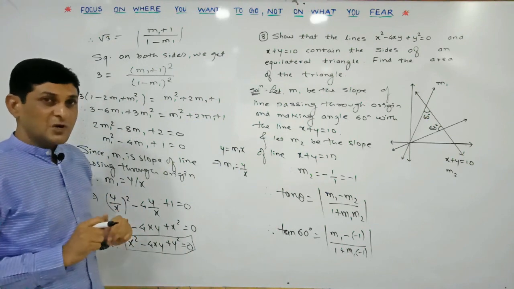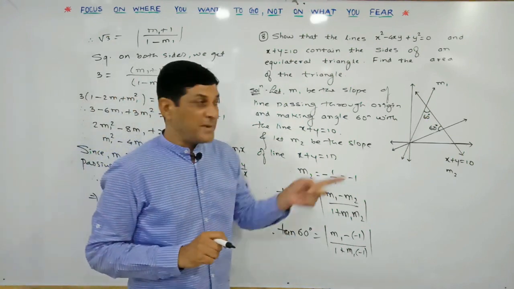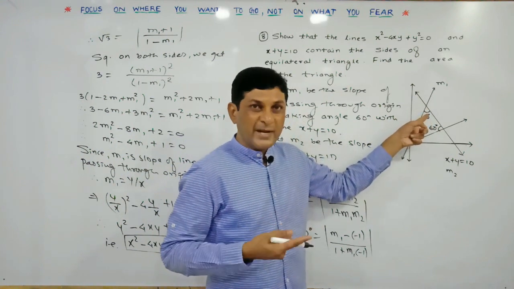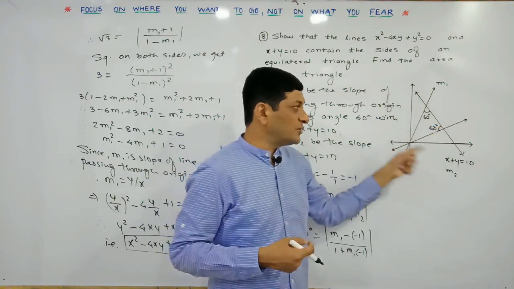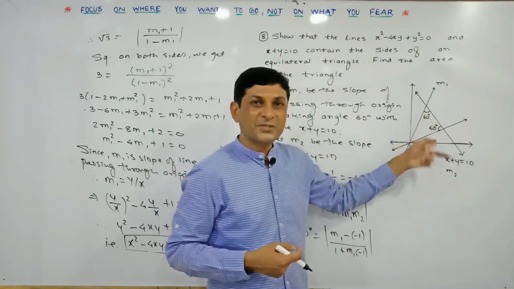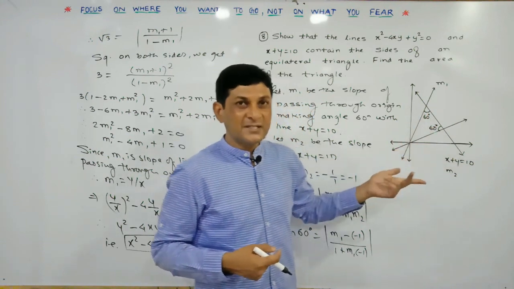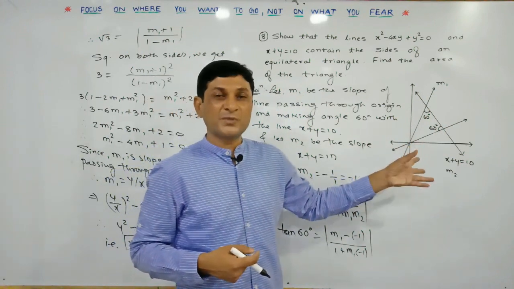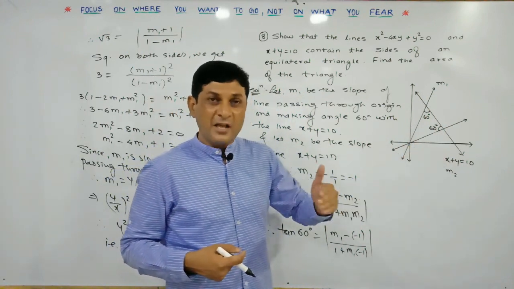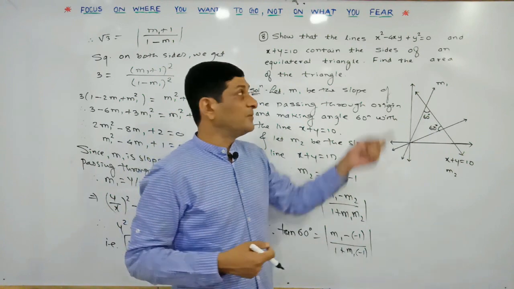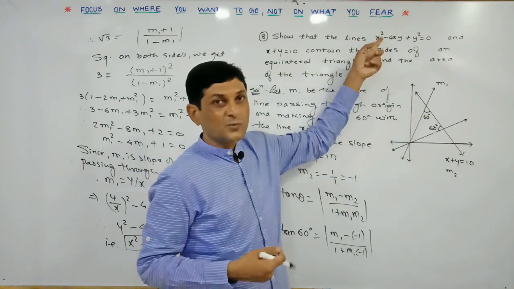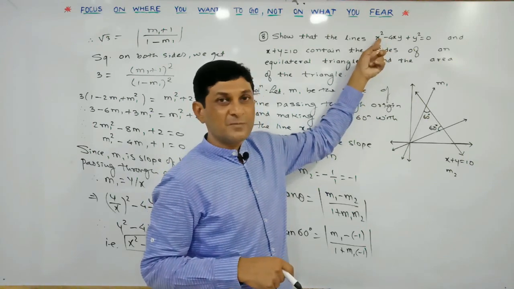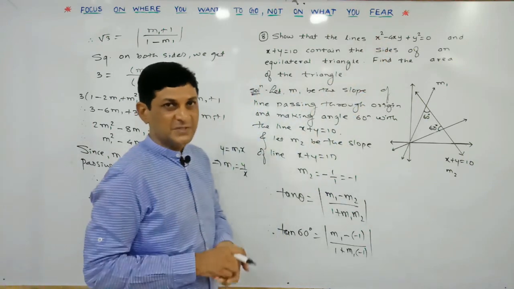And this equation we have got by supposing that the angle made by the line passing through the origin with this line is equal to how much? 60 degrees. Since this angle is 60 degrees, we have supposed that this triangle is equilateral. By supposing that the triangle is equilateral, we have got this result, so what is your conclusion? Hence the lines represented by this equation make an equilateral triangle with this line.